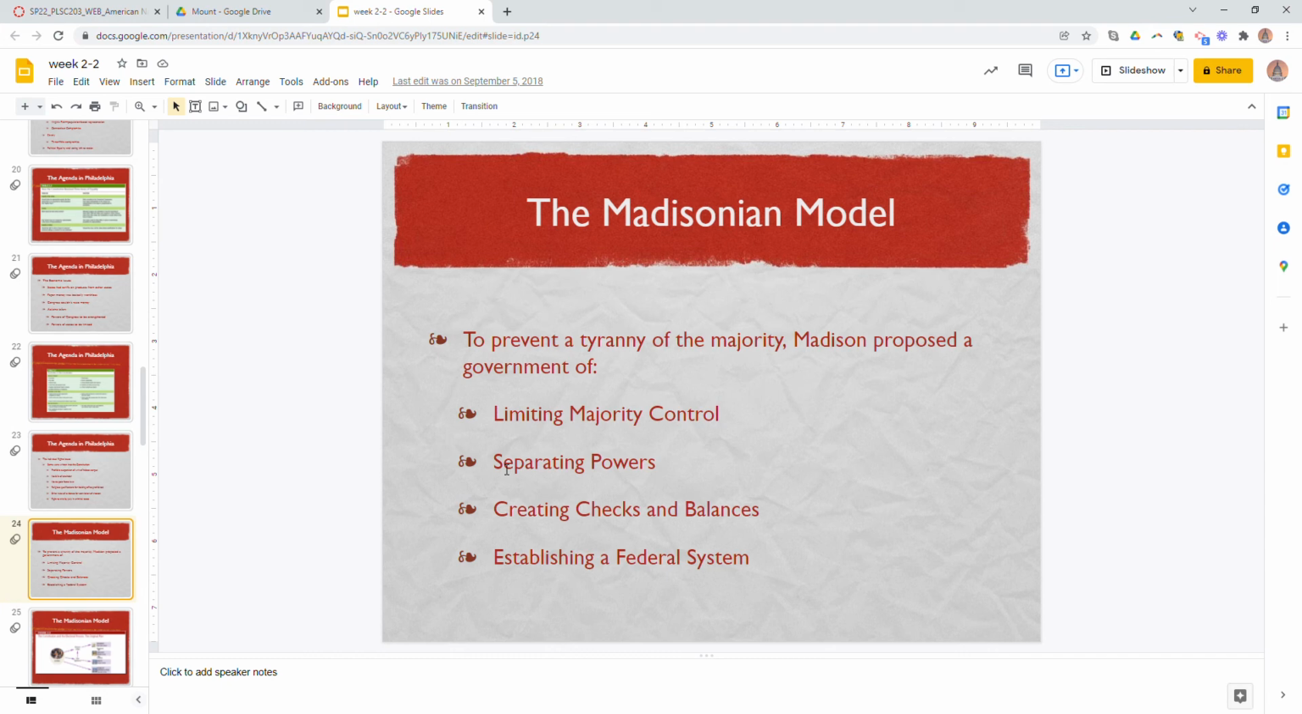We don't like what you say, we vote to remove you from the island like Survivor. Okay, so Madison's Constitution tries to do these 4 things. It limits the control of the majority. So we have elections. Those elections happen at regular times. Okay, they're chosen by different groups of people.